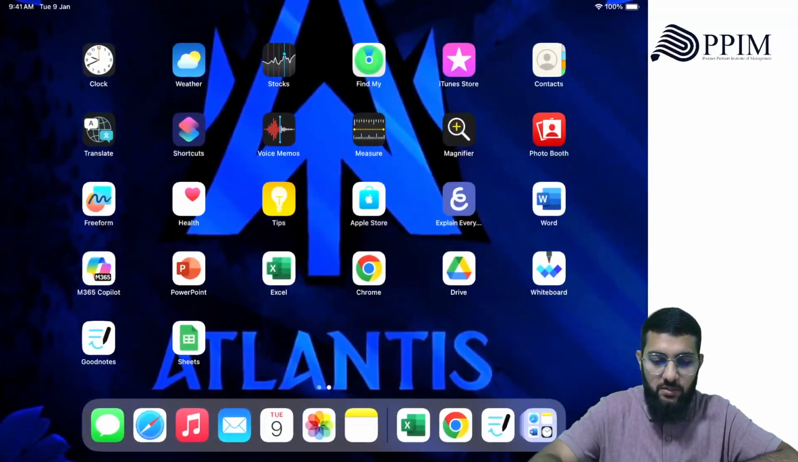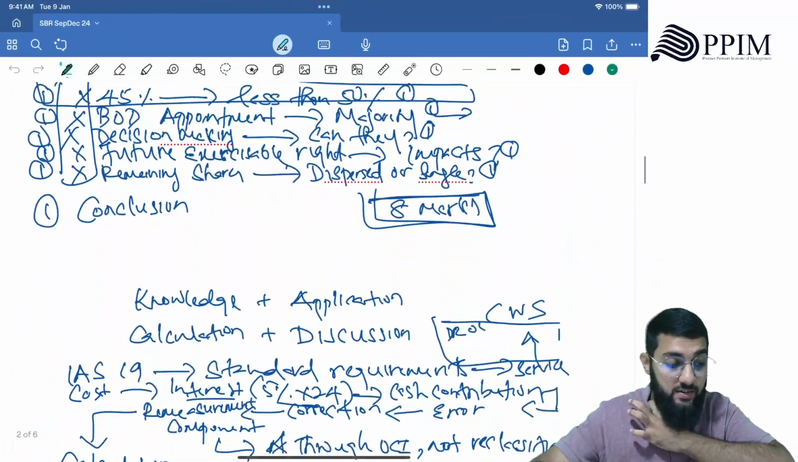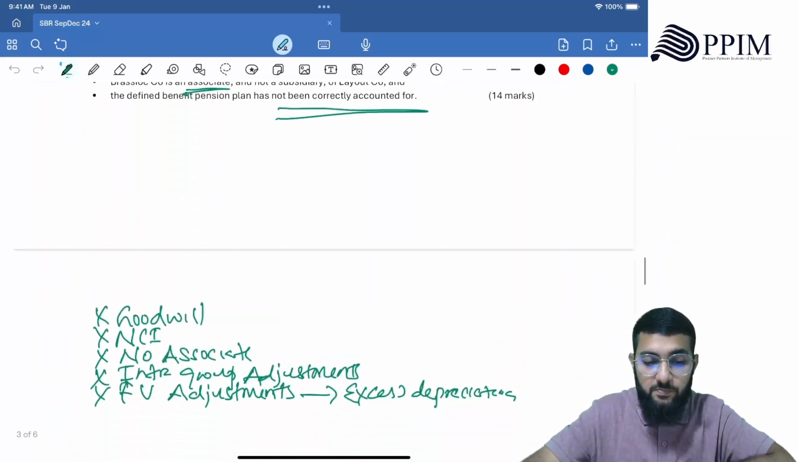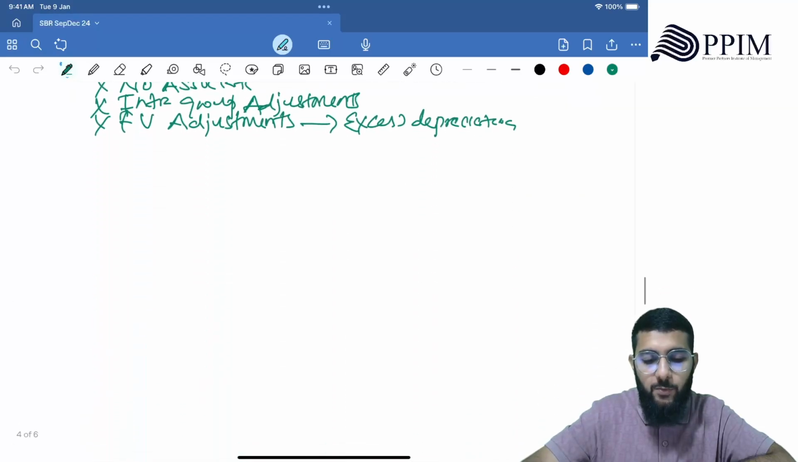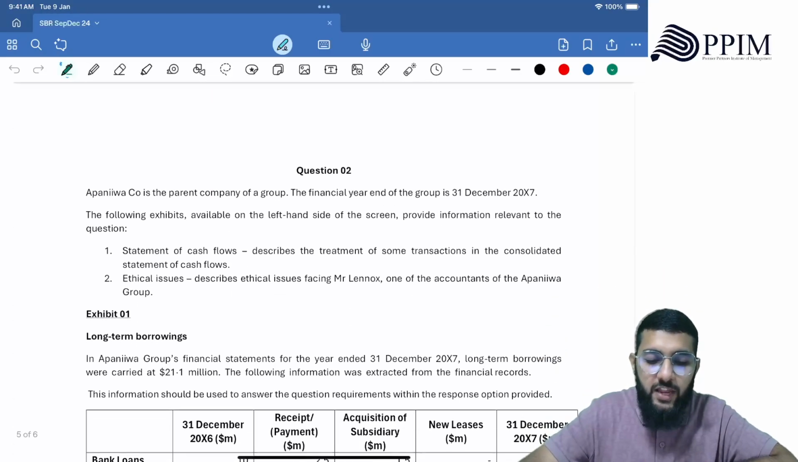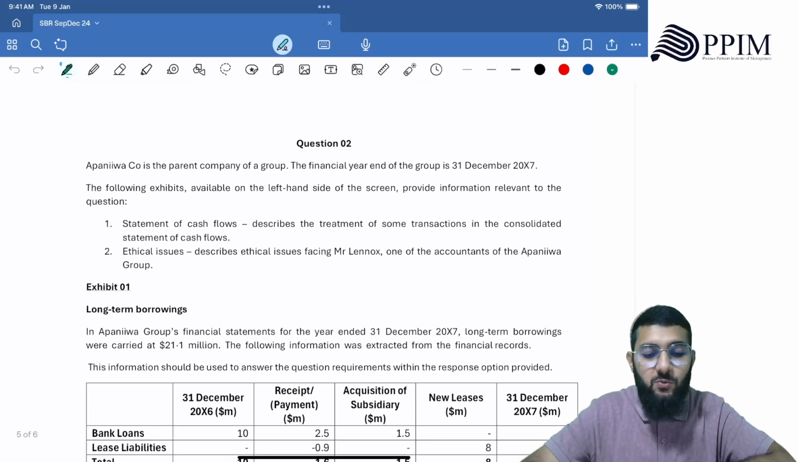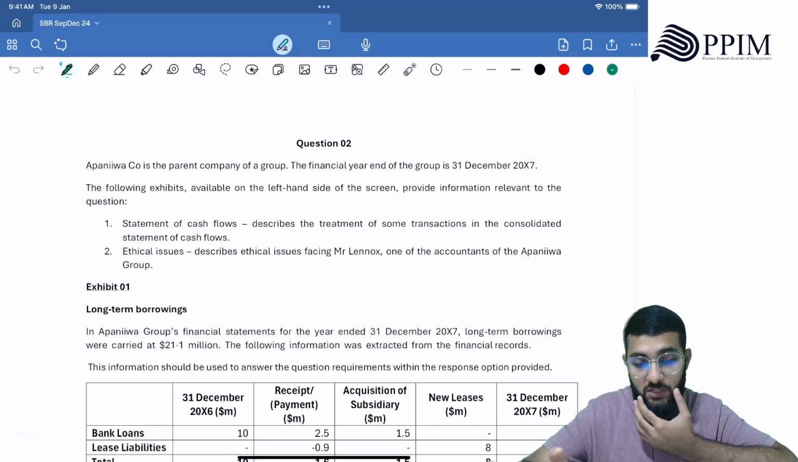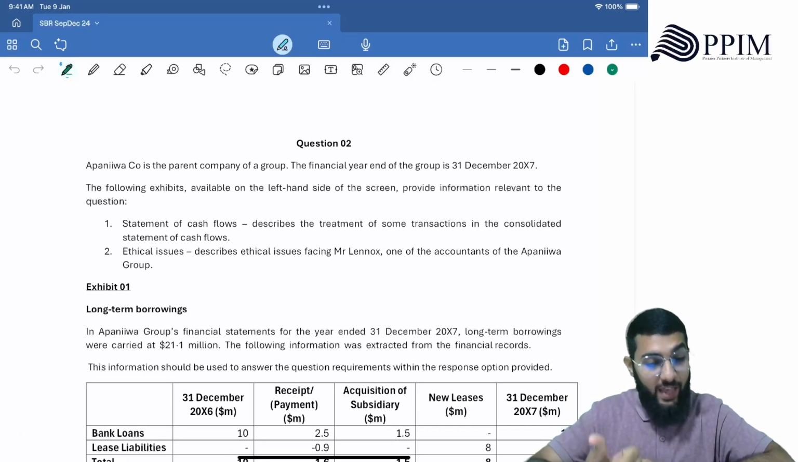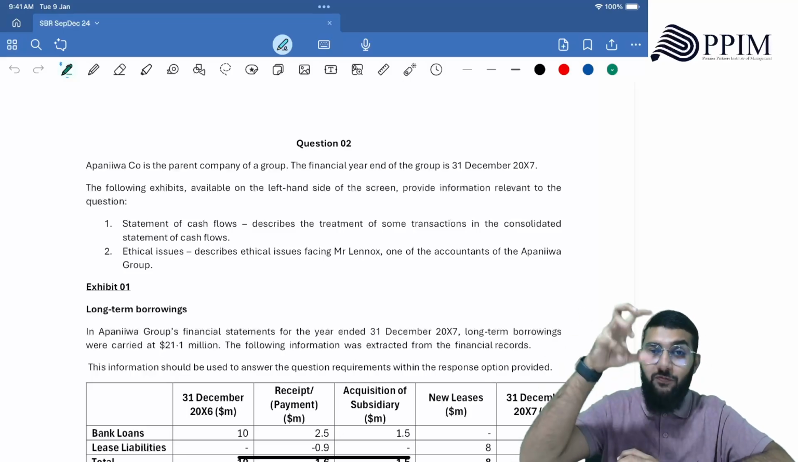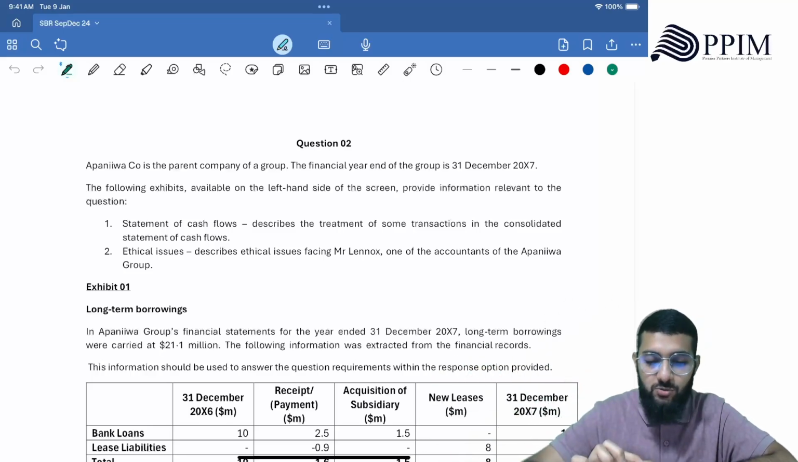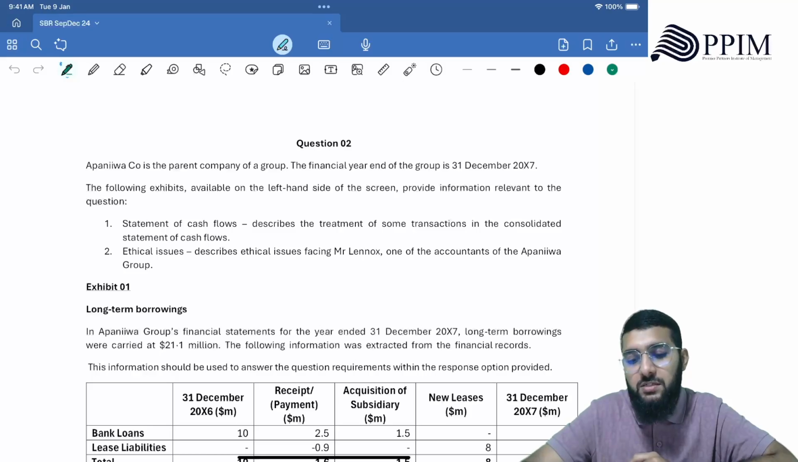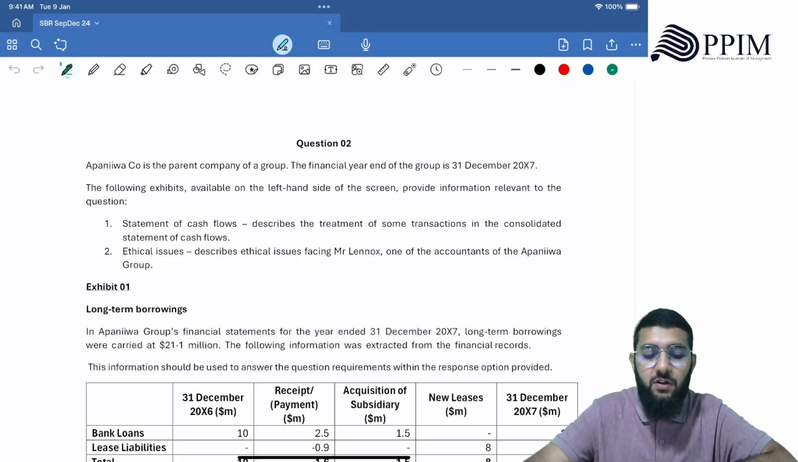All right. So there is discussion plus there is calculation. Yeah. And with that, we conclude question 1. Then we have question 2, which focused on Apaniva, the parent company, with a financial year end of 31st December. Exhibit 1 about statement of cash flows describes the treatment of some transactions in the consolidated statement of cash flows. So they're talking about the consolidated statement of cash flows. Important again. Then the second exhibit about ethical issues describes ethical issues facing Mr. Lennox, one of the accountants of the Apaniva group.